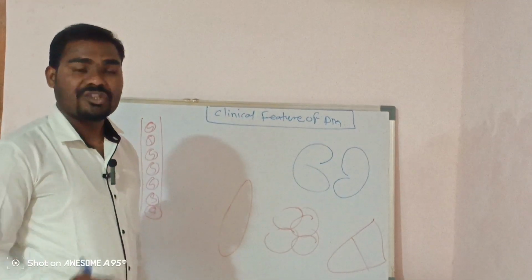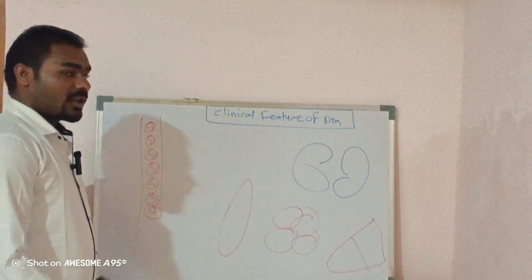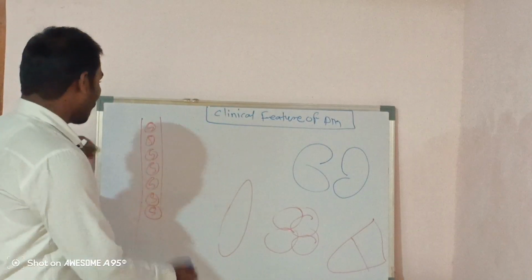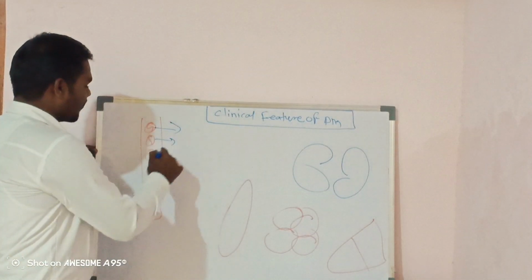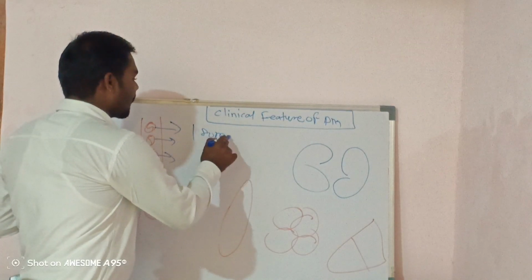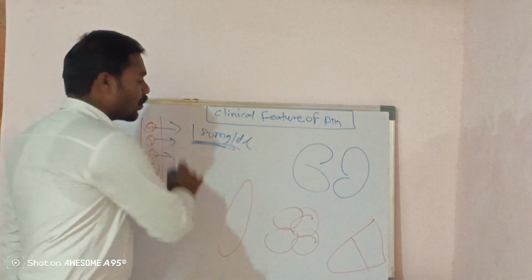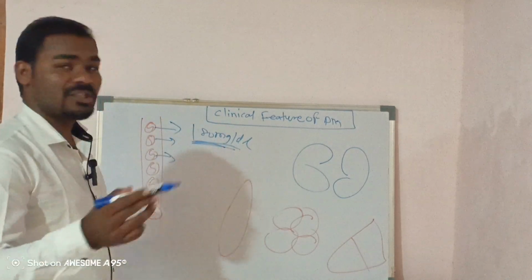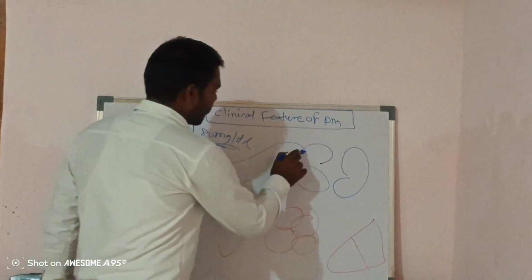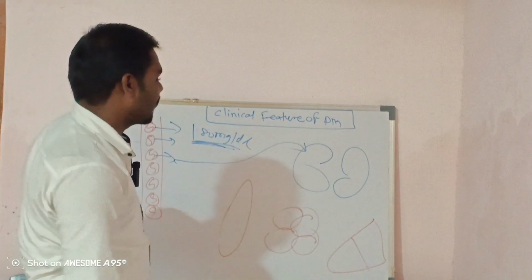Why is there polyuria? What is the cause of polyuria in type 1 diabetes mellitus and type 2 diabetes mellitus? In both types of diabetes mellitus, glucose is high. And the threshold value for glucose is 180 mg per deciliter. When the glucose level is more than 180 mg per deciliter, the excess glucose goes into the kidney for excretion, and it does not go alone. It drags the water along with it.